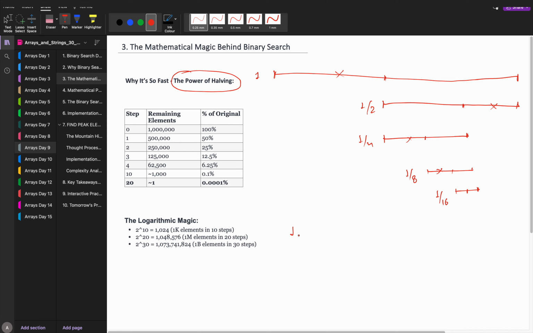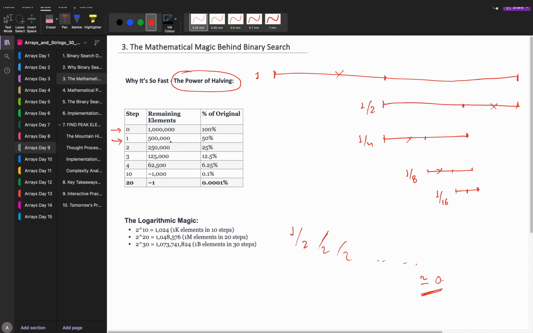Now if I keep dividing one multiple times by two, then again by two, then again by two, it will almost become equal to zero. Yes or no? Almost equal to zero. That's why what is being shown here. At the zeroth step, your search space was around what? Just a minute. Your search space was 10 power 6, 100%.